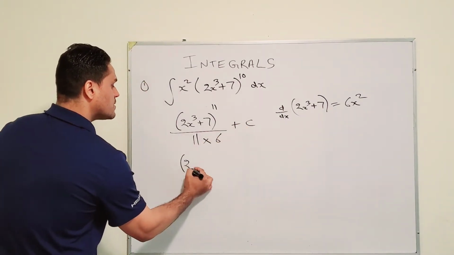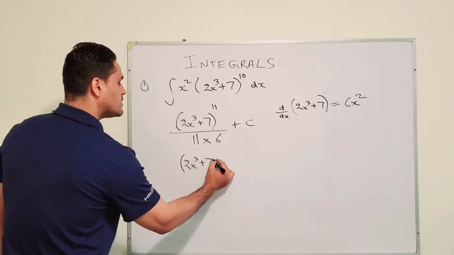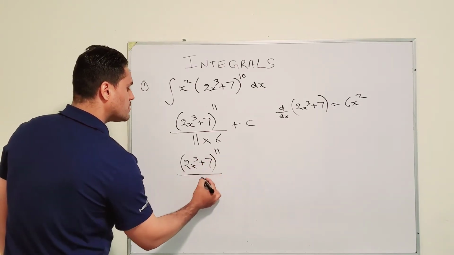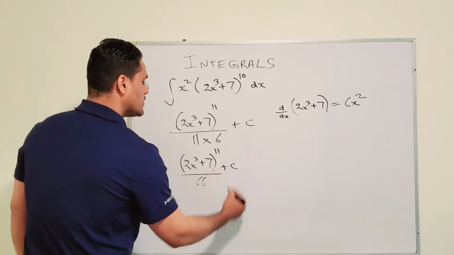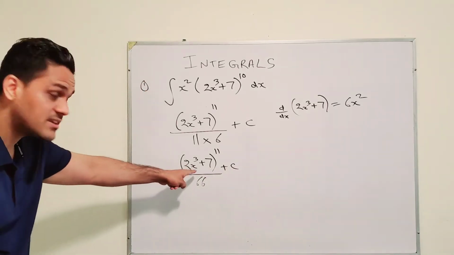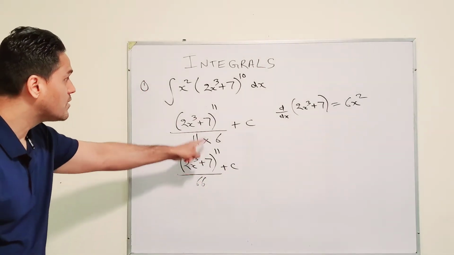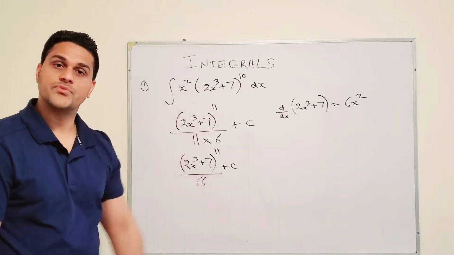So this is just going to be (2x³ + 7)^11 over 66 plus c. Now you can try getting the derivative of that. You'll end up with this term right here.